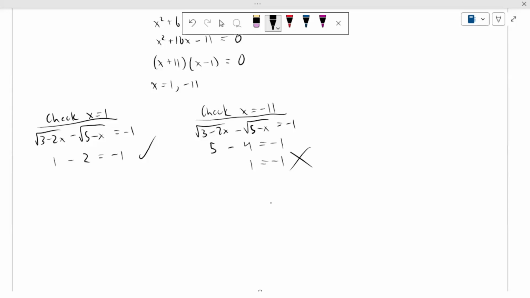Fair enough. 1 does not equal negative 1. So then we get only one solution. Okay, this is our final answer. That's the only solution we have.